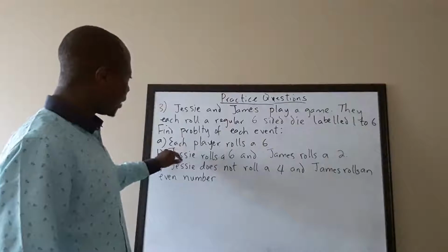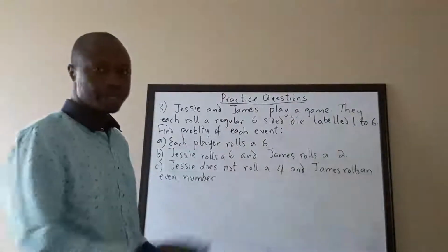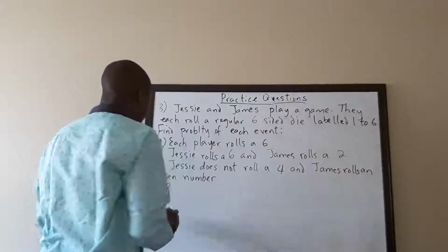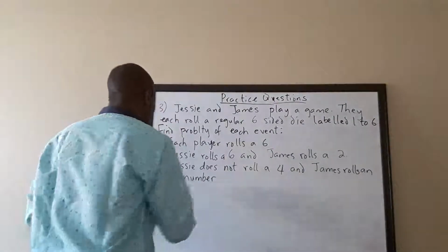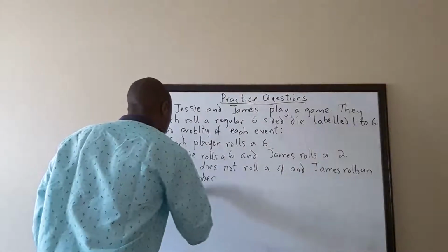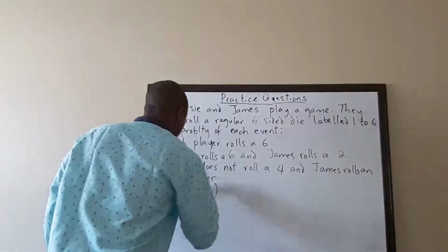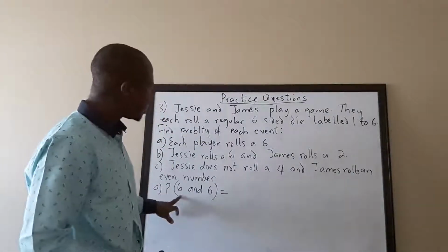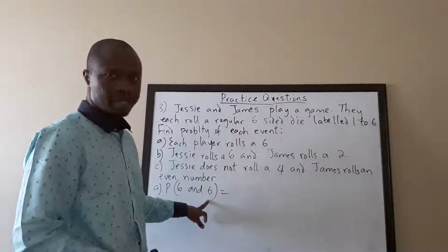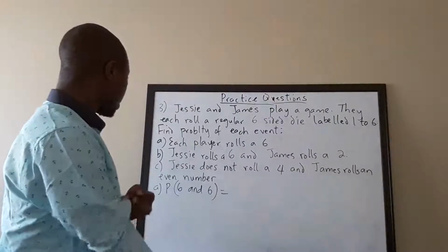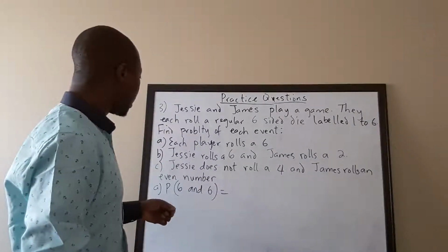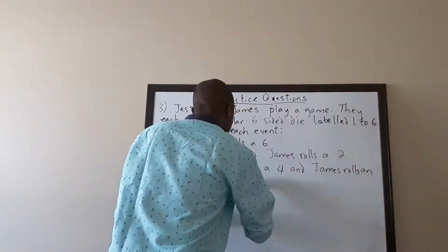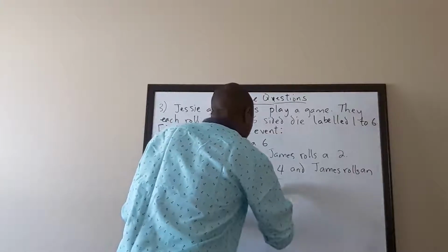So find the probability that each player rolls a 6. So A, find the probability that Jesse rolls a 6, and James rolls a 6, basically. So the probability will be P of 6 and P of 6.